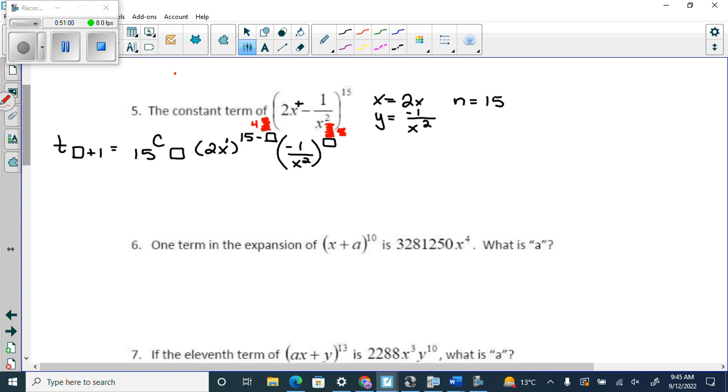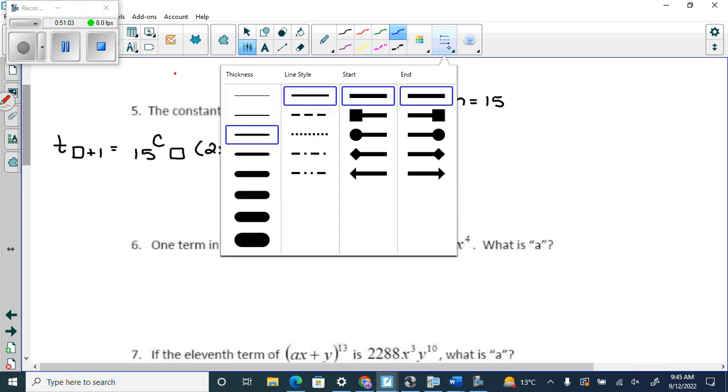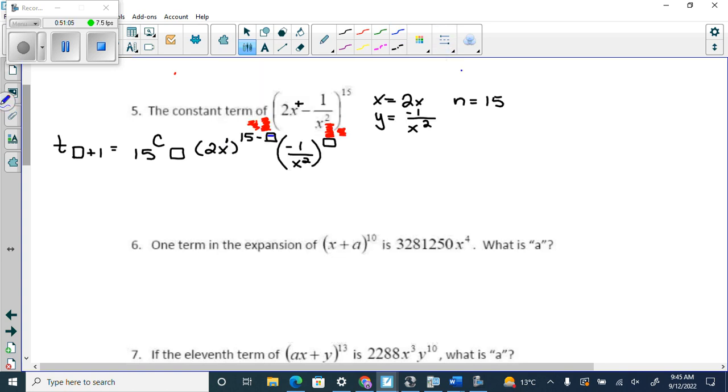Then I try 5. So this is going to be x to the what? 10, and this is x to the what? 10. Do they match now? So what's every box going to be? 5, and that means k is 5, right? Which means this is actually term 6.